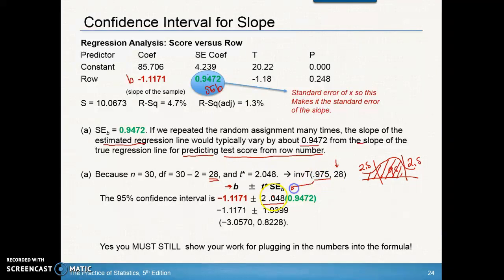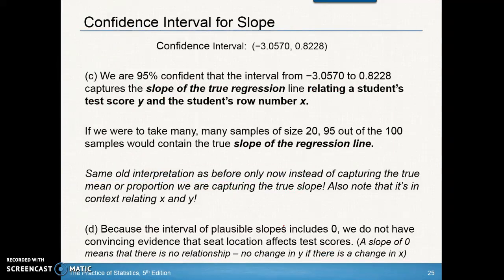Get that answer and go ahead and plug that in. So now it's just plugging and chugging and making sure that you get that answer. Now remember, this interval right here gives us an estimate of the population slope, negative 3.057 to 0.8228. Okay, so what exactly does that confidence interval tell us? It tells us we are 95% confident that the interval from negative 3.507 to 0.8228 captures the slope of the true regression line.